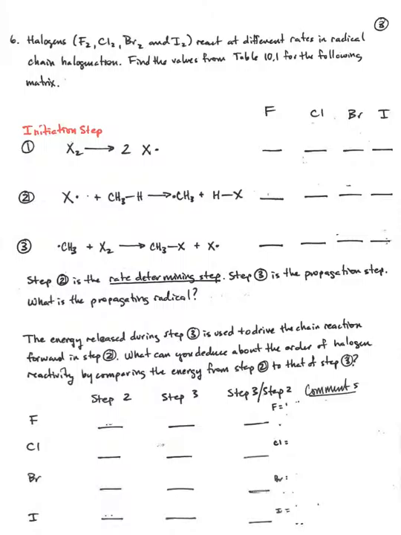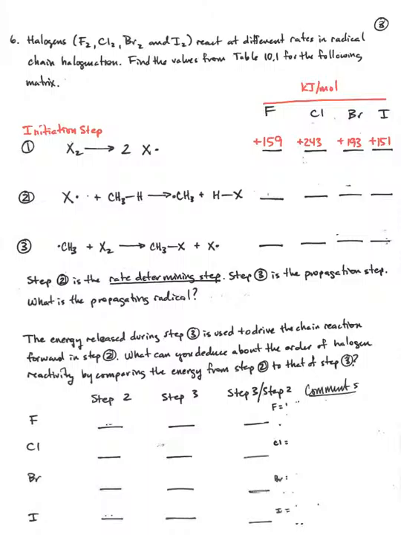And so what we're simply doing over in these columns here is writing down the homolytic dissociation energies in kilojoules per mole. So simply from a table, we have 159 for fluorine, 243 for chlorine, 193 for bromine, and 151 for iodine. So keep in mind that we are breaking a bond, so we have to supply energy.